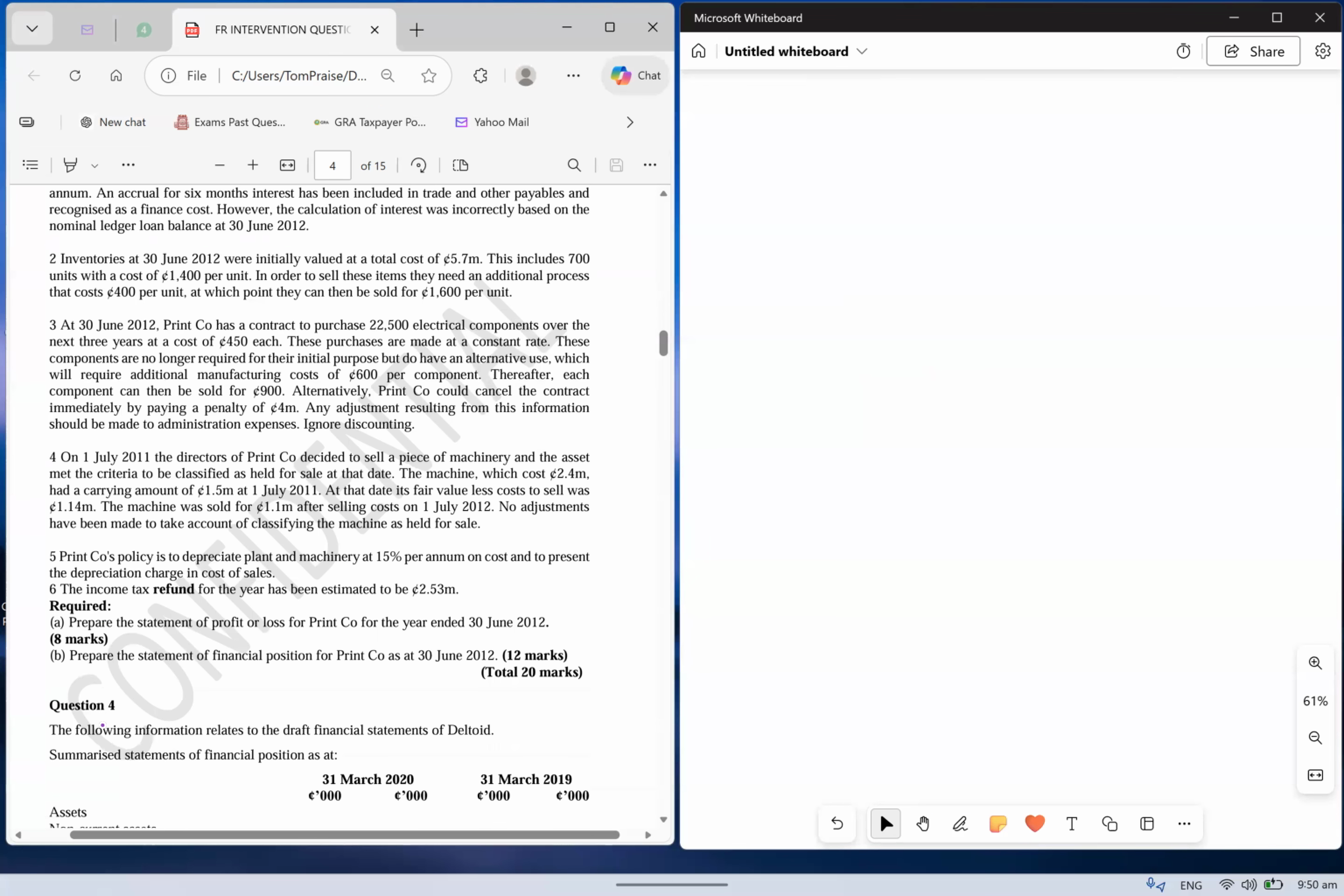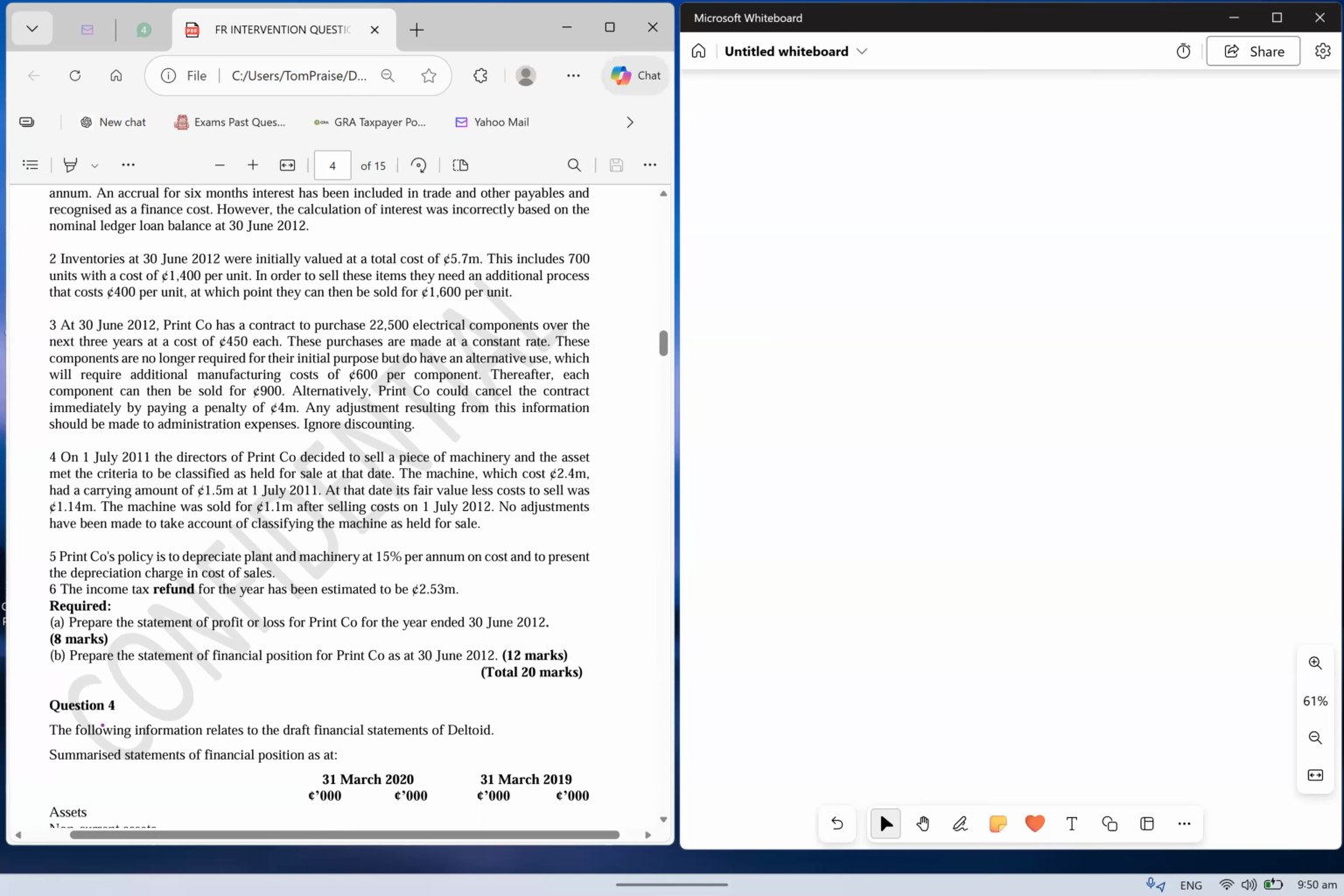Now, on July 2011, that's the beginning of the year, the directors decided to sell a piece of land, an asset, a piece of machinery, and the asset met the criteria classified as held for sale. The machine, which cost 2.4, had a carrying amount of 1.5 as of July 2011. At that date, its fair value less cost to sell was 1.14. The machine was sold for 1.1 after selling cost on 1st July 2012. No adjustment has been made.